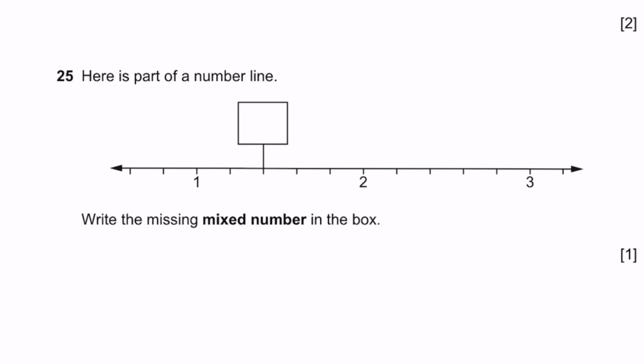Here's part of a number line. Add the missing mixed number in the box. So 1, 2, 3. There's 5 gaps separating 1 and 2. That means each gap is equal to 1 by 5. Addition of 1 by 5 twice, because the gap, 2 gaps. So 1, 2 by 5.